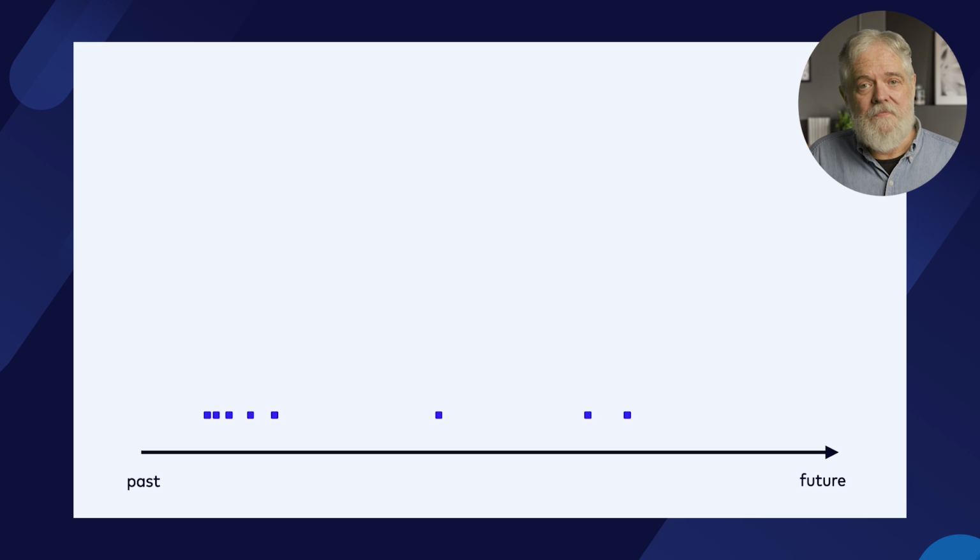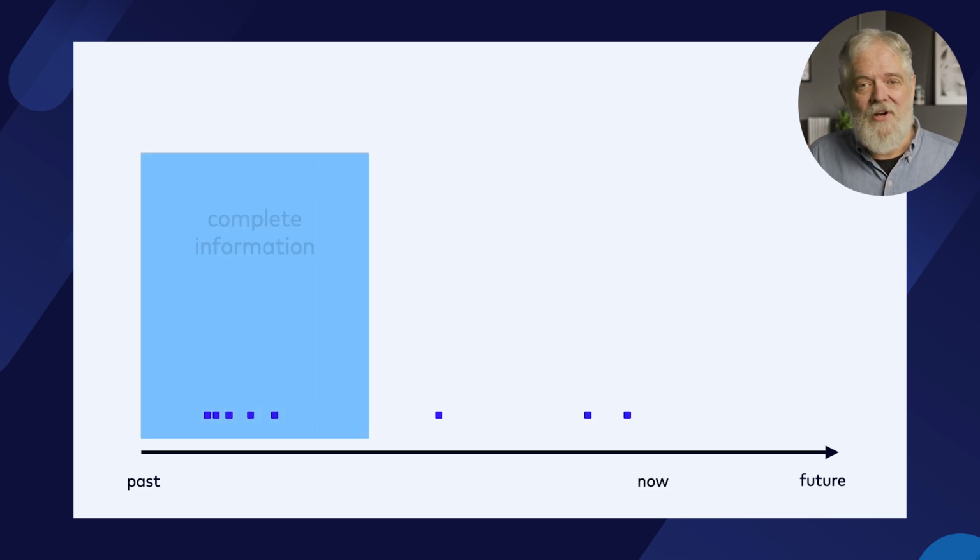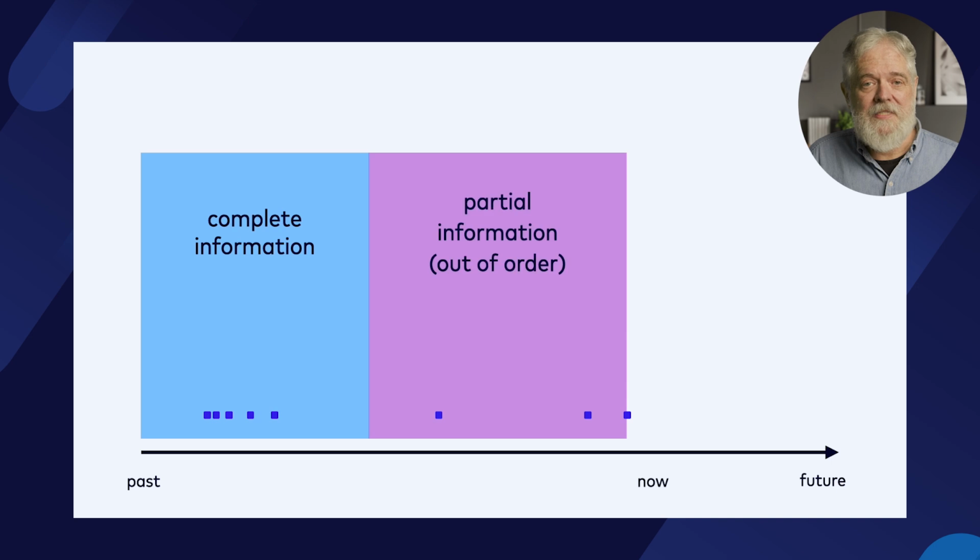In other words, if we go far enough back in time, we have seen every event. But for the recent past, we expect there are still out-of-order events that have yet to arrive. Flink only has partial information about this event stream's recent past. In the region labeled Partial Information, we expect more events to arrive. However, for the region labeled Complete Information, we have already seen all of the events.